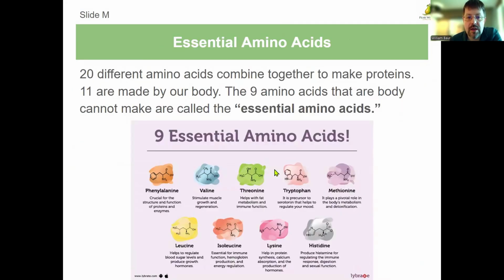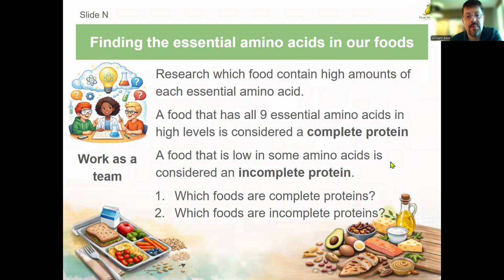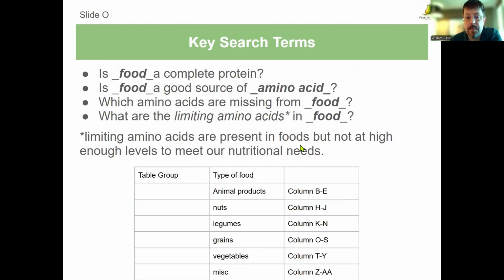So of the 20 amino acids, 11 are made by our body. Nine amino acids are classified as essential amino acids. So this leads us to figure out, well, where are these essential amino acids? Do protein sources have all of them? If so, that's a complete protein. If they're low in some amino acids that are essential, it's an incomplete protein.